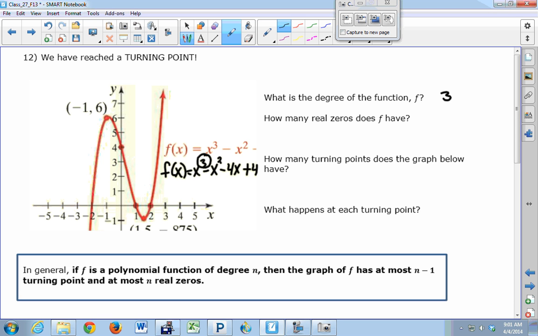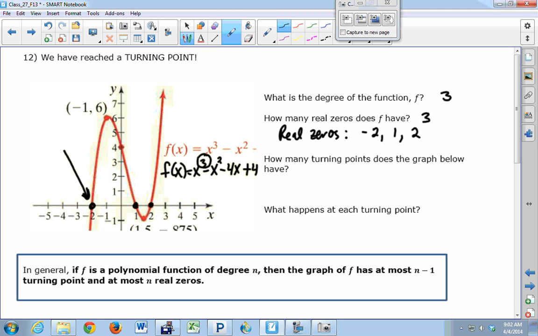Alana told you where to look for your zeros about 10 minutes ago. Where are you going to look for your real zeros? Your x-axis. So let's see, you've got one x-intercept, two x-intercepts, 3. So you have 3 real zeros. What are the values for your real zeros here? Negative 2, 1, and 2. Okay?